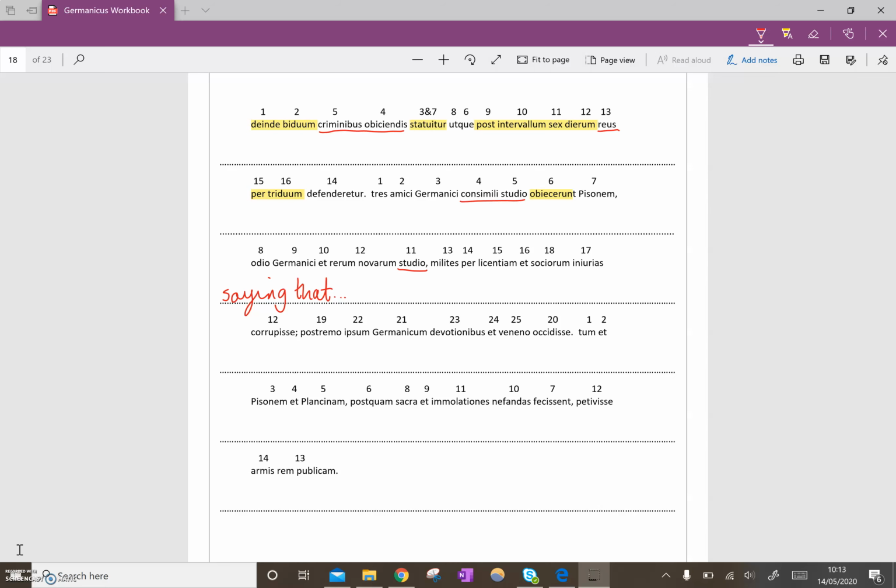Corrupisse. So look, this is what they're saying. So we need an infinitive. It's a perfect infinitive. This has all happened in the past. So we translate it as pluperfect. So he had corrupted.